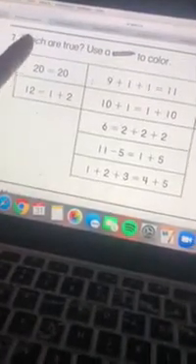And it looks like the rest of it is pretty much the same, just having them figure out which ones are true, which ones are false. On this one, they're not looking for false, they're just looking for the true ones. So they're just coloring those true number sentences in, not the false ones. They don't have to do anything with the false ones. It looks like that is the end of your work for today.